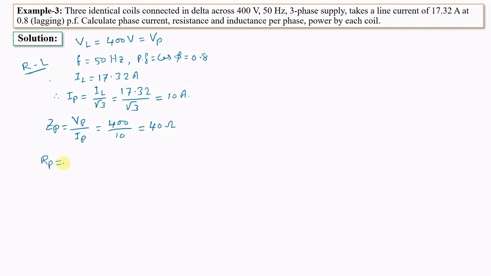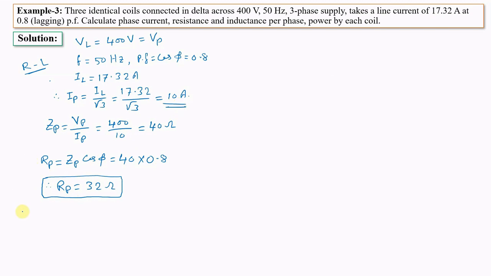Now again the resistance from the impedance triangle can be written as Z phase into cos phi. So it will be 40 into 0.8. So the resistance per phase will be 32 ohms. So this is the resistance per phase of the circuit. Here is the phase current.